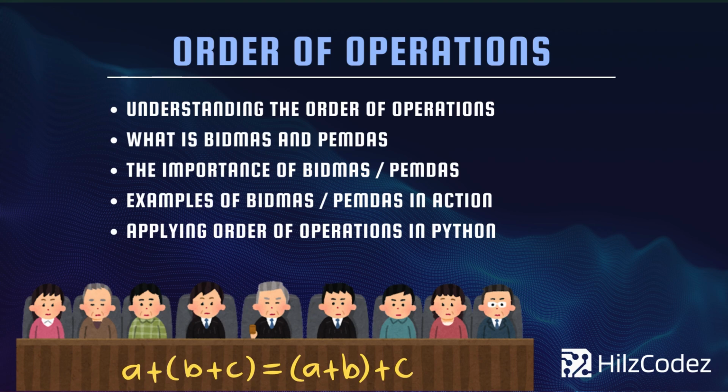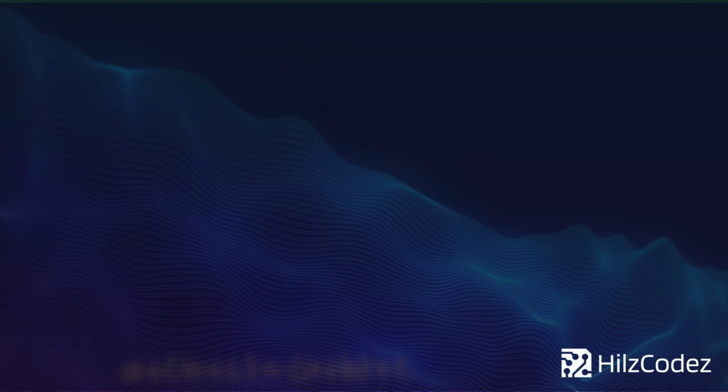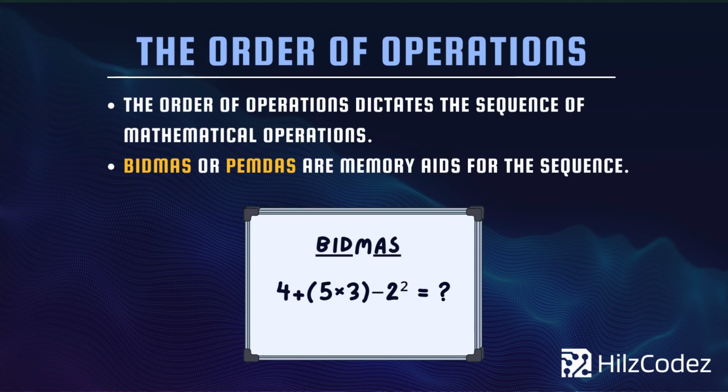Today we're delving into a fundamental aspect of mathematics known as the order of operations. We'll explore its significance in accurate calculations and introduce handy acronyms like BIDMAS and PEMDAS to help easily remember the order. Then we'll switch to Python to see firsthand how we can implement these concepts in our code. Let's get started.